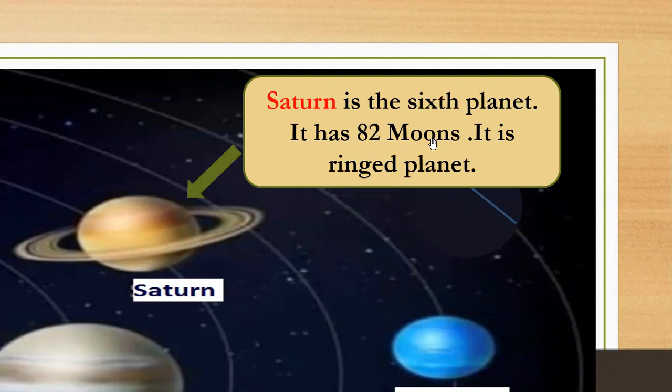لديه 82 قمر. It has 82 moons. It is a ringed planet, ويسمى بالكوكب الحلقي. كوكب الحلقي يعني مطوق بحلقة. Ringed يعني مثل الحلقة اللي نرتديها. Ring يعني حلقة. فالـ ringed planet اللي هو الكوكب الحلقي هذا يسمونه Saturn. Saturn is the sixth planet. It has 82 moons. It is a ringed planet.